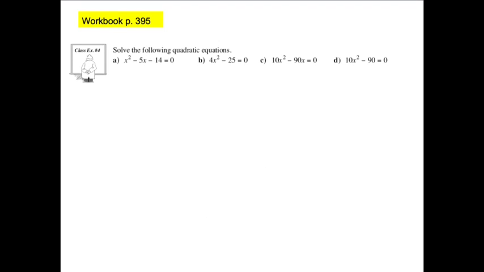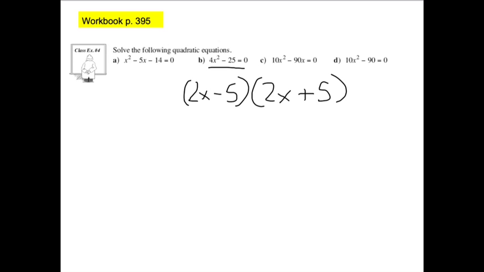For b, we have 4x squared minus 25 is equal to 0. Cool part about that is 4 and 25 are both perfect squares. So this here is a difference of squares. Essentially, when we factor this out, it's going to look like 2x minus 5, 2x plus 5, because of course there's no bx in the middle. So these are equal to 0, and so we need to solve this for x.